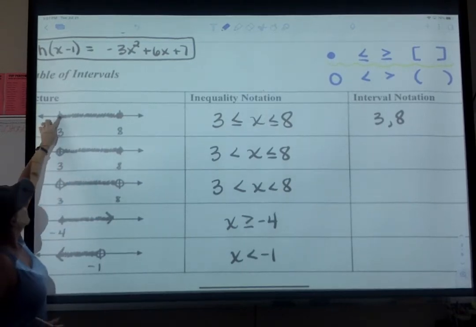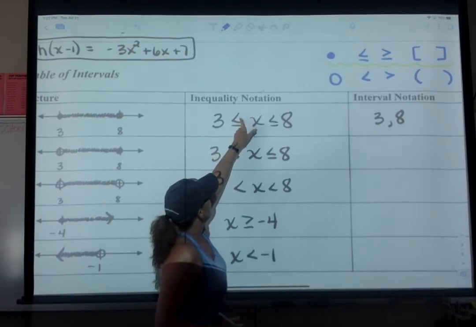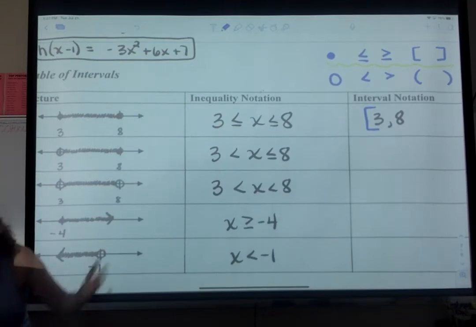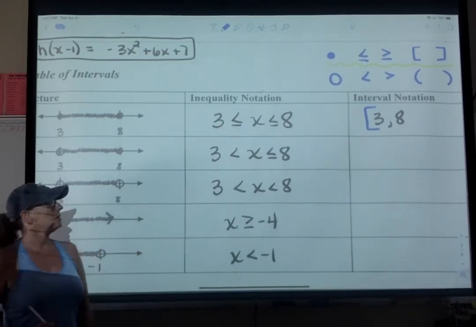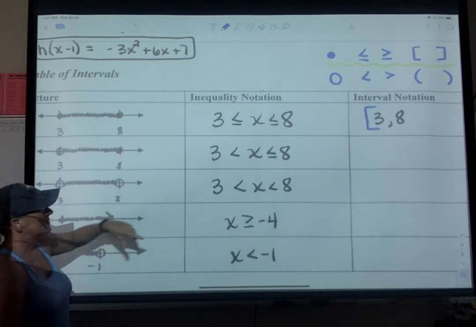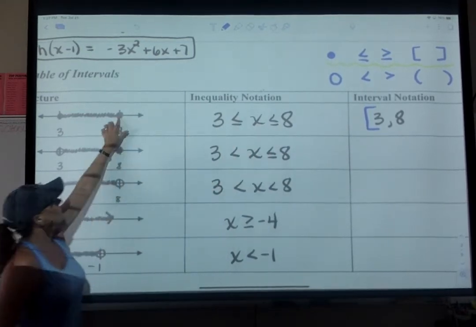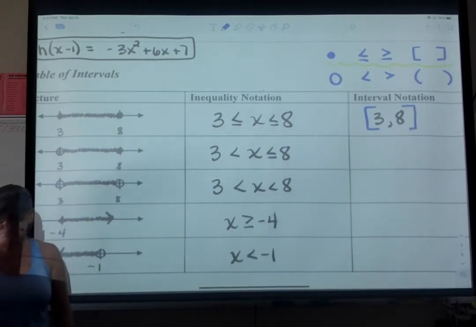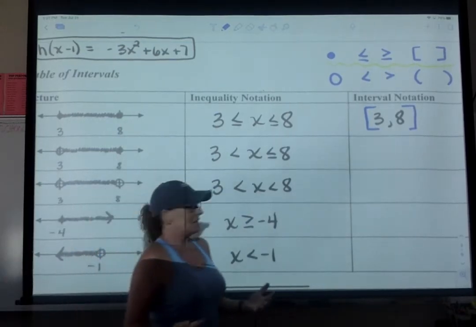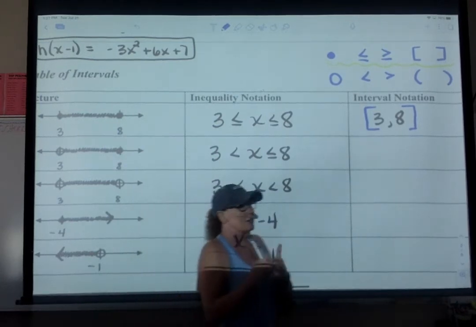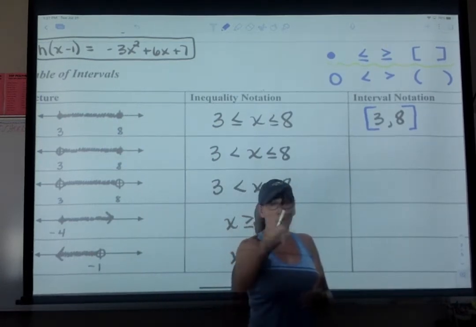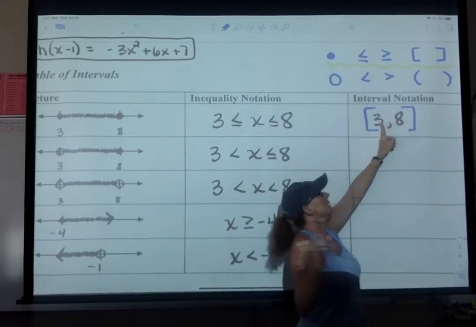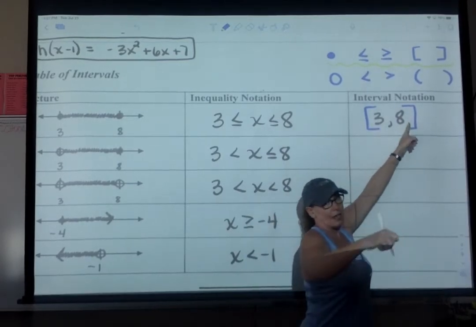So since the 3 is filled in, since it's greater than or equal to 3, I'm going to put a bracket on the left side around the 3. Now, look at the 8. What's happening at the 8? Well, it's the equal to again. It's filled in, so it needs a bracket around it. It's interval notation. So whatever our variable is in the problem, it could be x, it could be whatever, for that variable, we're talking about all numbers from 3 to 8, include the 3, include the 8.